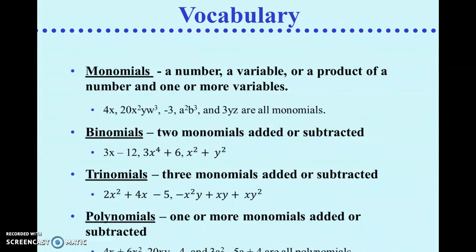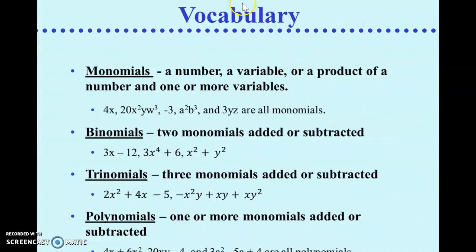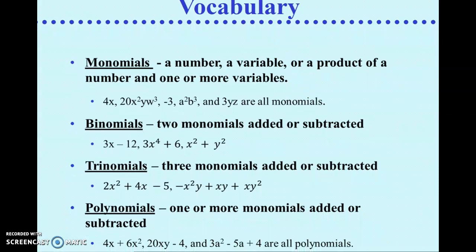And then a polynomial is just going to be one or more monomials added or subtracted. Remember, binomials and trinomials are also called polynomials. And then also more than two or three terms is also considered a polynomial. And then right down here, oops, let me go back. So there's examples of polynomials at the bottom.